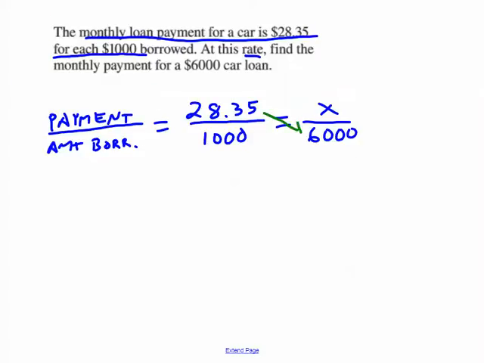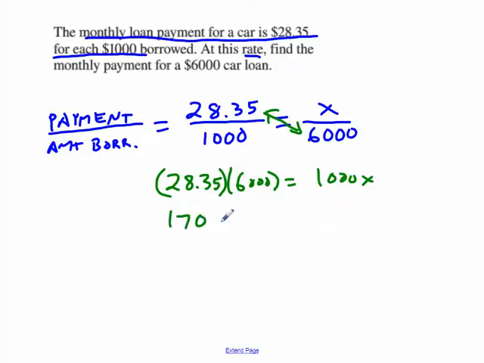These guys are 28.35 times 6,000 equals 1,000 times x. 28.35 times 6,000 equals 170,100. On the right side equals 1,000x.